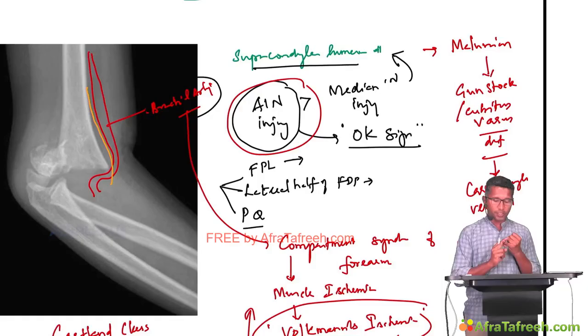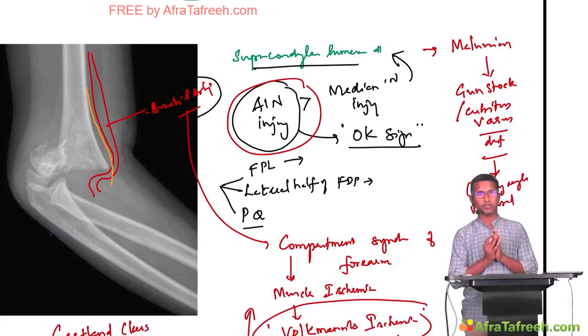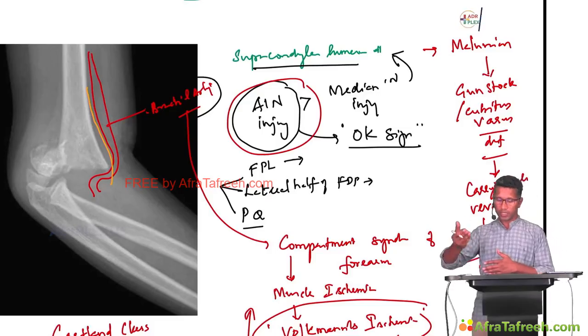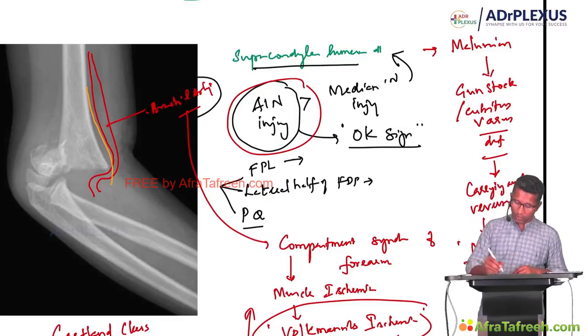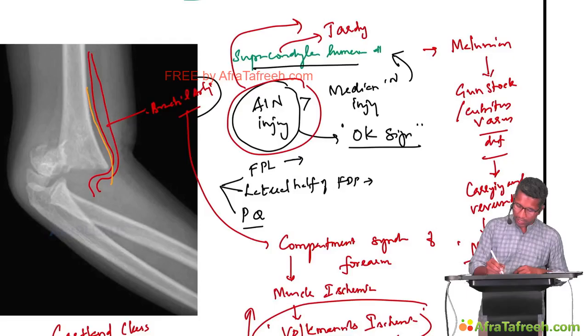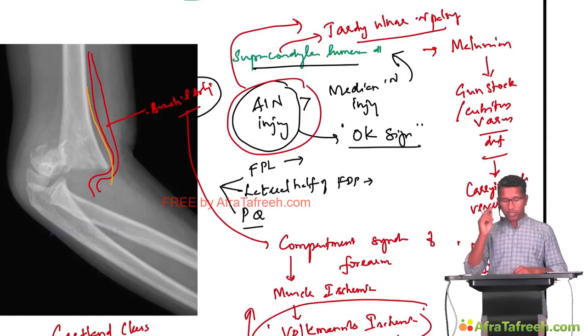In supracondylar humerus fracture, anterior interosseous nerve injury is very common. Okay, after that, median nerve injury. So more common is anterior interosseous nerve injury. And always please remember, when there is a gunstock deformity, this can also result in another nerve palsy, which is called tardy ulnar nerve palsy. Tardy ulnar nerve palsy is commonly seen in lateral condyle of humerus fracture, but it can also be seen in supracondylar humerus fracture. So please be clear in this.